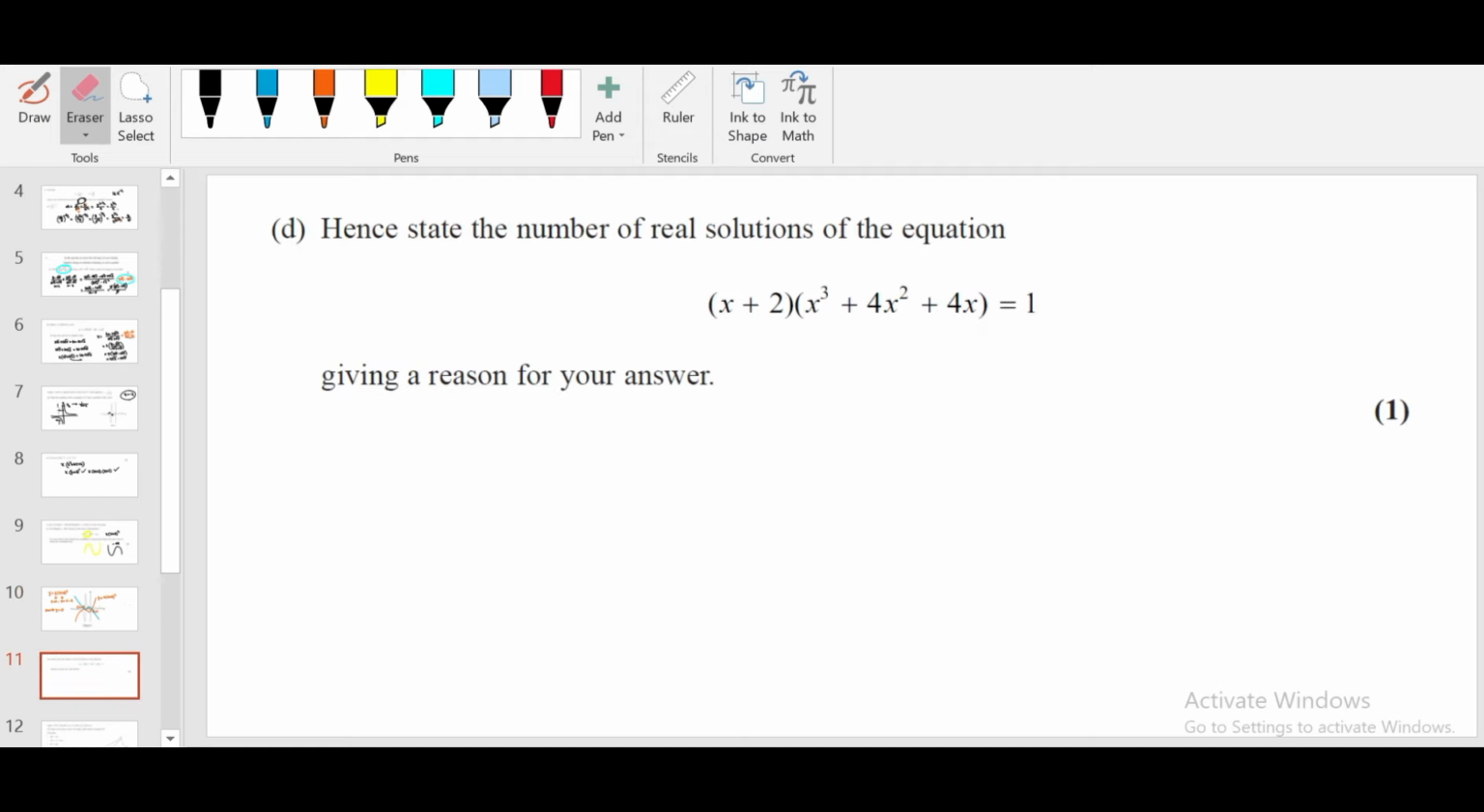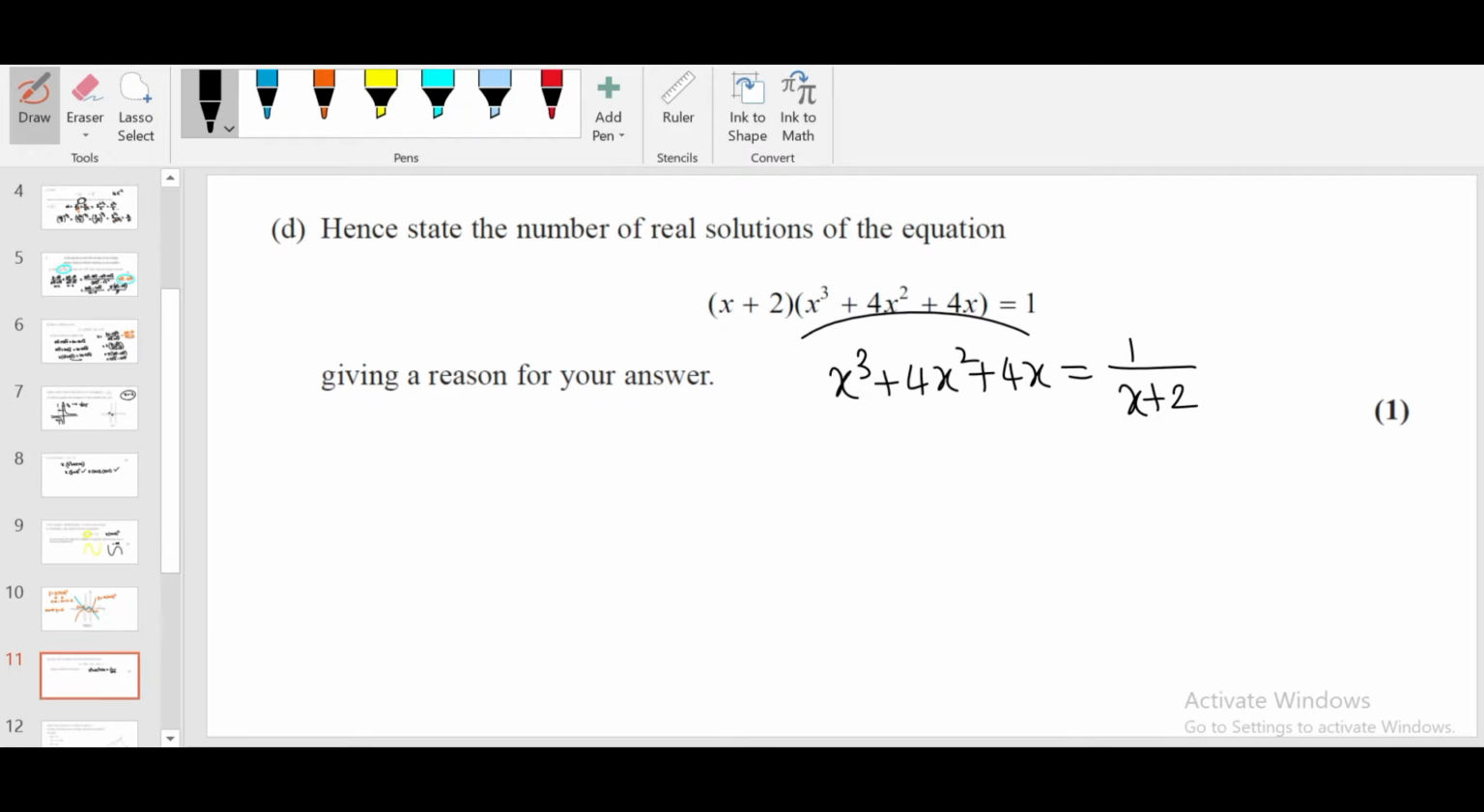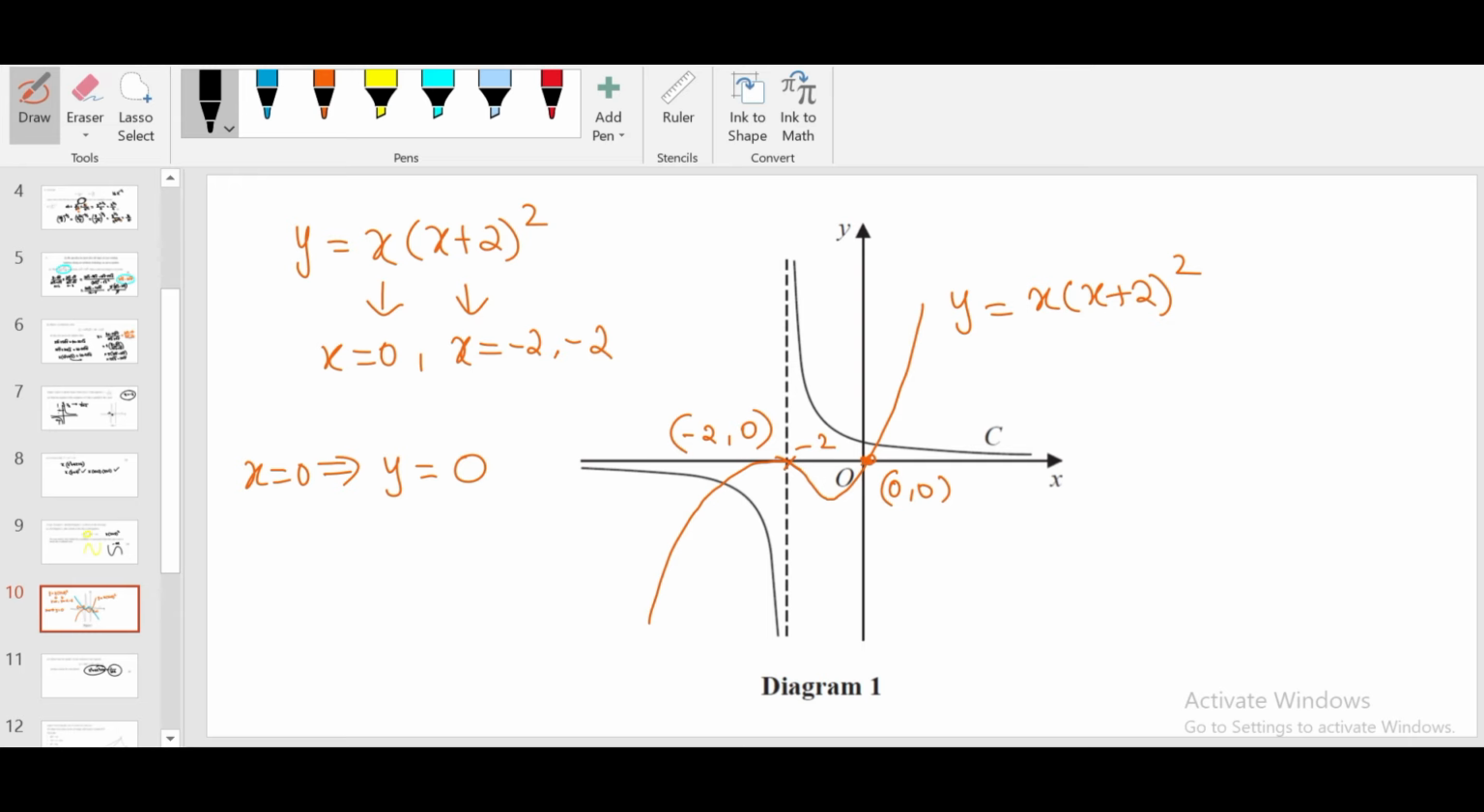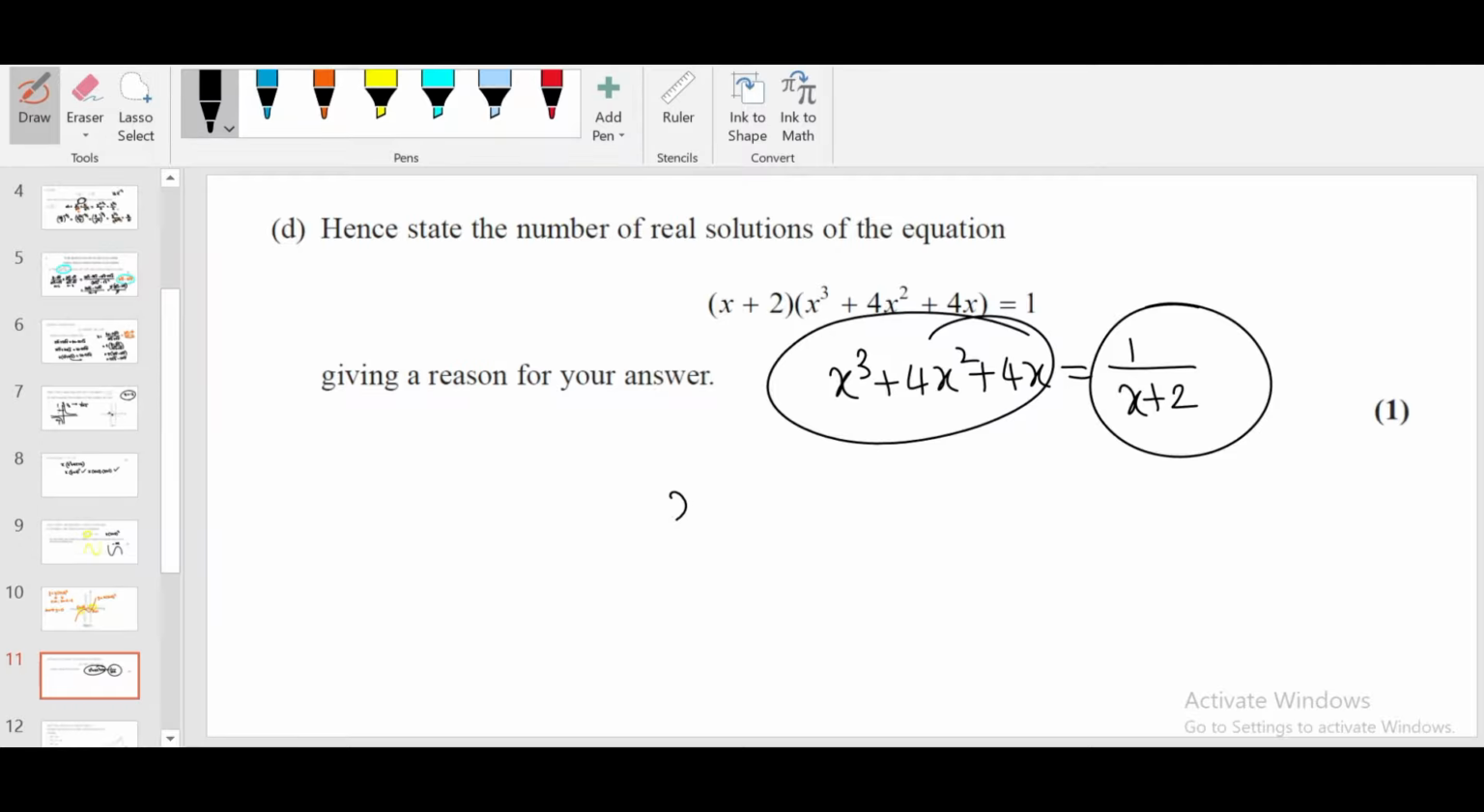And part D says, hence state the number of solutions of the equation is equal to 1. This looks entirely a different function, but you observe closely, you can put the x plus 2 on the other side. So this is basically point of intersection of this cubic and the reciprocal, which is what given here. So how many point of intersection do you see? There is one here, another one here. You don't count the point of intersection with the asymptote. It's not considered as a point of intersection. So only 2. So the number of solutions for this equation is 2.